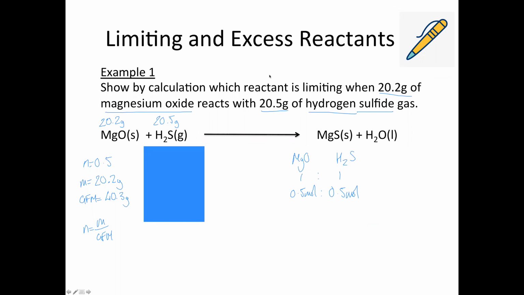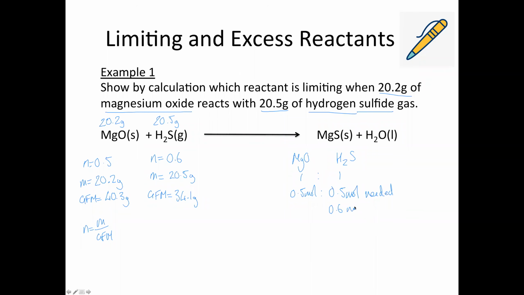So now that we know that information, it's pretty needed there, we can now compare to how much we've actually got. So if I take this block away, so we need 0.5, but we have 0.6, which means that the hydrogen sulfide is in excess. Okay, so you need 0.5, you have 0.6, which means you've got 0.1 moles in excess.